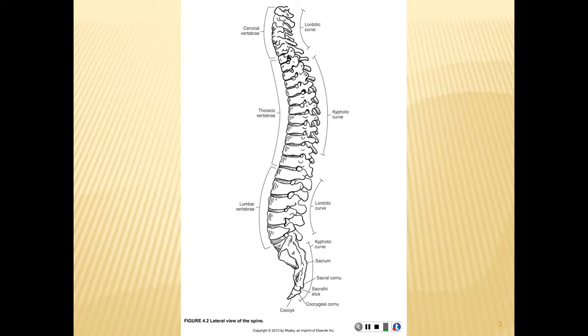These discs consist of a central mass of soft semi-gelatinous material called the nucleus pulposus and a firm outer portion termed the annulus fibrosus.